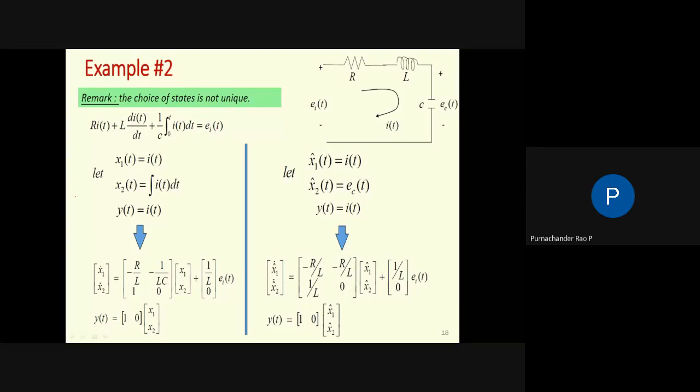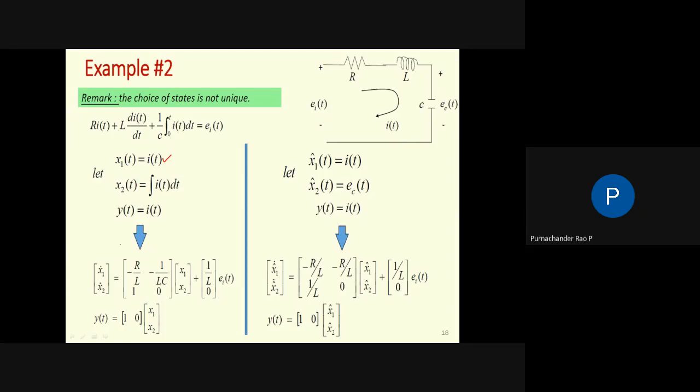And then what are the state equations here? One is x1(t), the current through the inductor i(t), which is one state variable. And x2(t) is taken as the voltage across the capacitor, ec(t), which is the integration of i(t) into dt. So this is the second state variable.